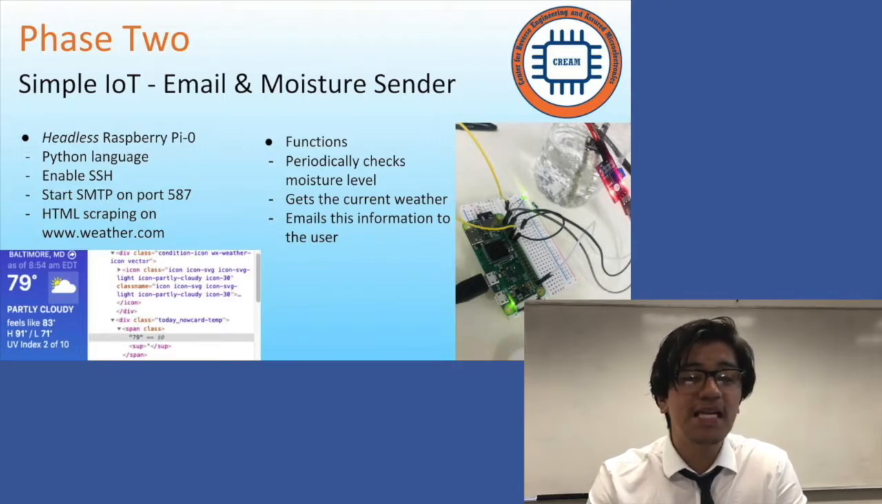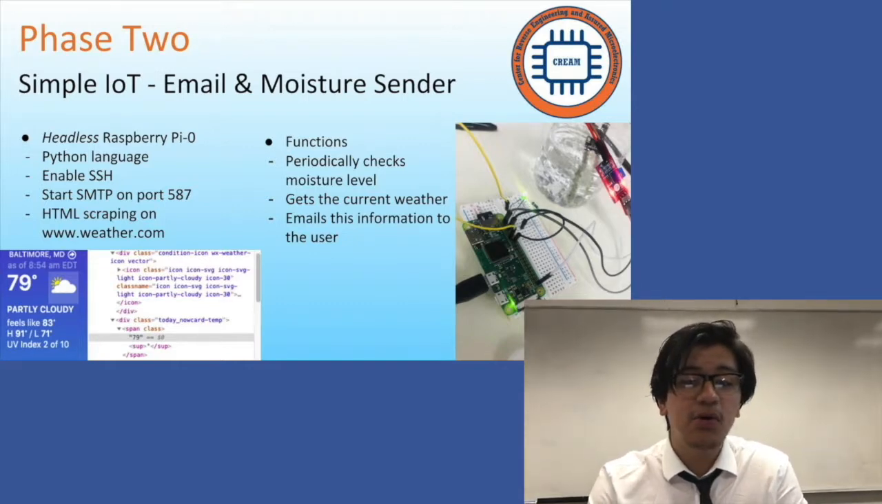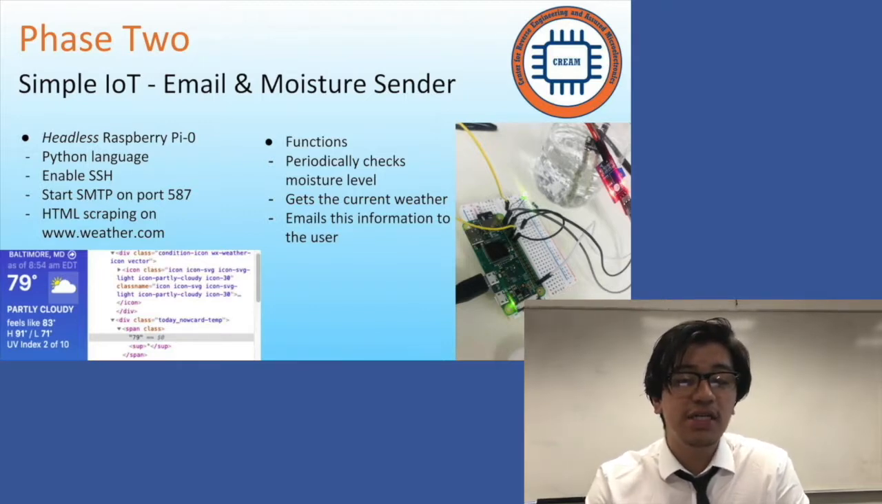This is implemented on a headless Raspberry Pi Zero, written in Python. It has 3 basic functionalities. It checks the moisture level, it gets the current temperature from weather.com, and it emails this information to the user. It was important to have these functions because we wanted our device to have several internet services.